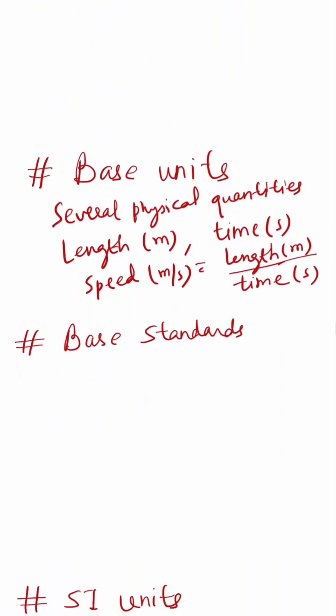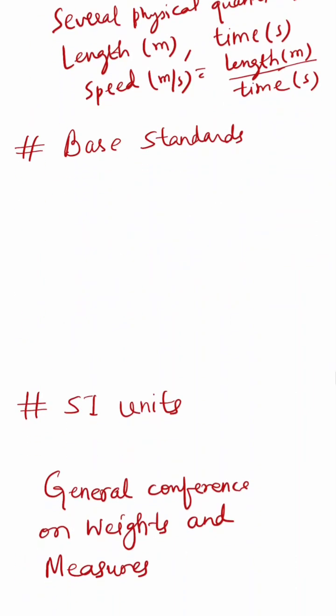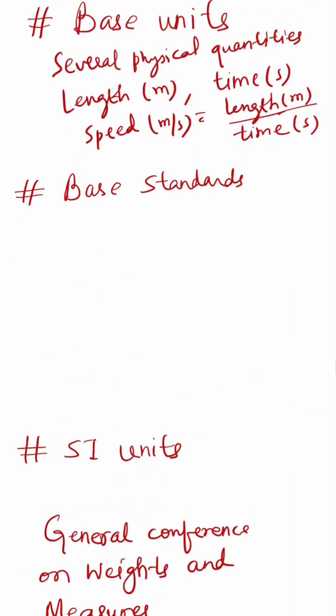So the standards corresponding to these base units become base standards. Base standards must be defined in a way that they are accessible and invariable. These are the two conditions that any base standard must satisfy. What are the base standards? First, the standards which we have defined for the base quantities. What are the base quantities? That we will see in a moment.